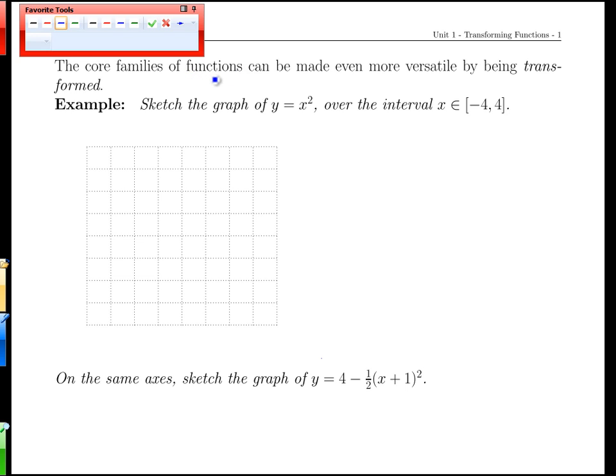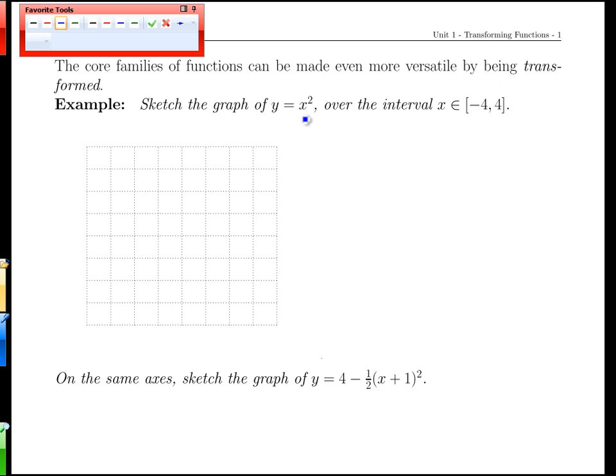All families of the core functions or the basic functions can be modified to make them much more versatile and much more closely related to functions we find in applications. That's an important ingredient in this calculus course. The most simple way to modify the core functions like exponentials and powers of x is to transform them somehow.